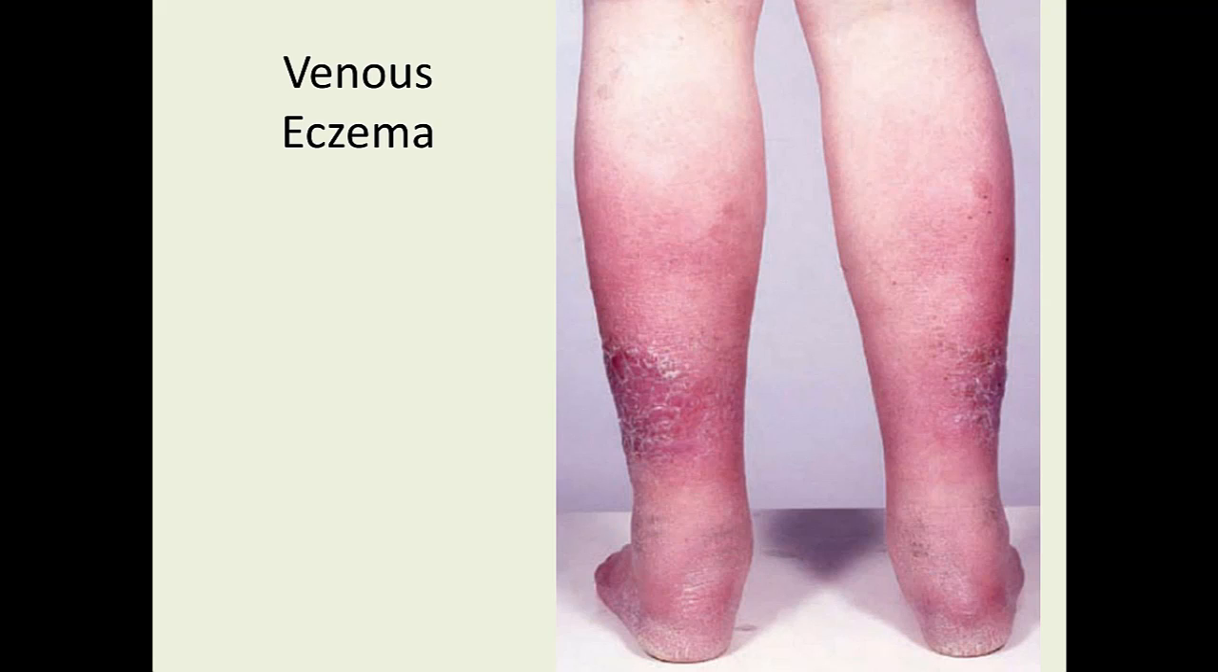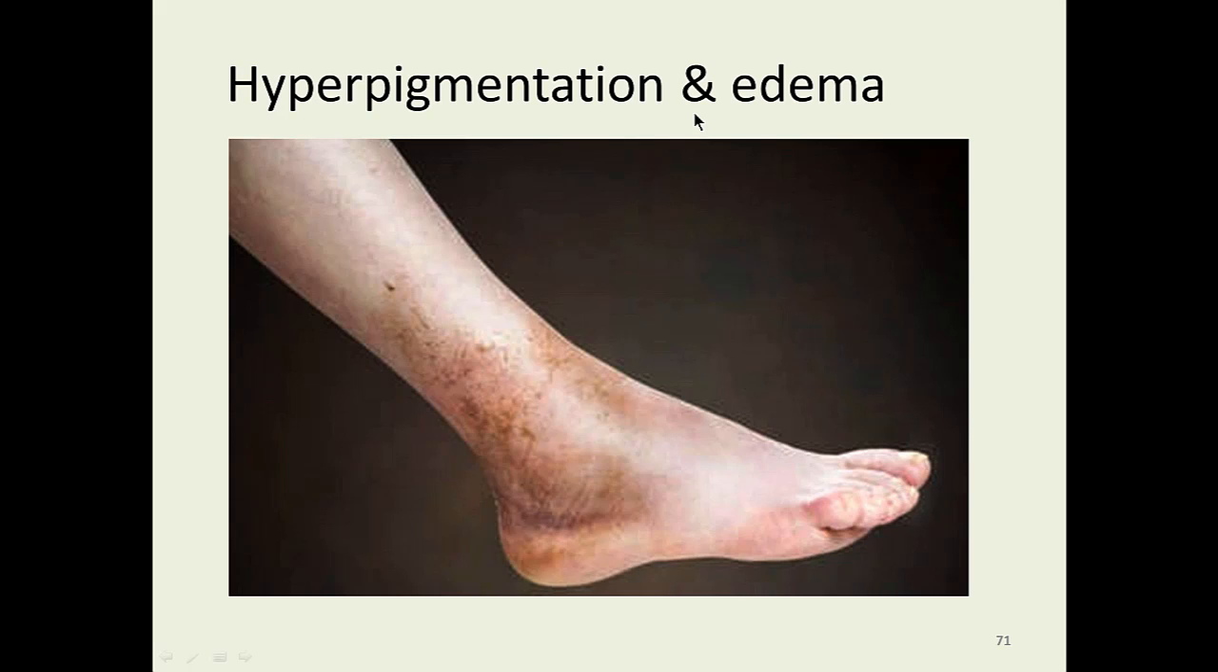Venous eczema, we'll talk about that more when we get into dermatology. There's hyperpigmentation or edema. Those are hemosiderin stains, those brown stains. Because of the high pressure in the venous blood, the red blood cells leak out through the capillary walls and explode, release hemosiderin, and that stains the tissue yellow. If you see this in a patient, there's a problem.